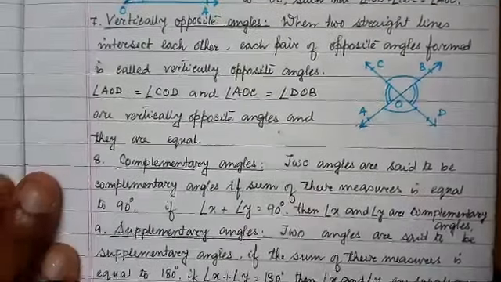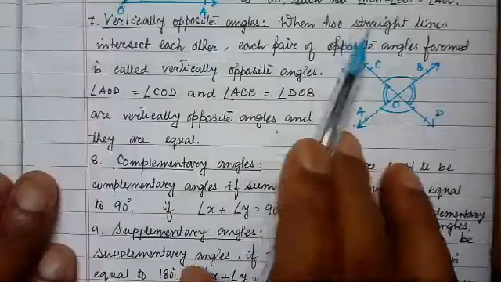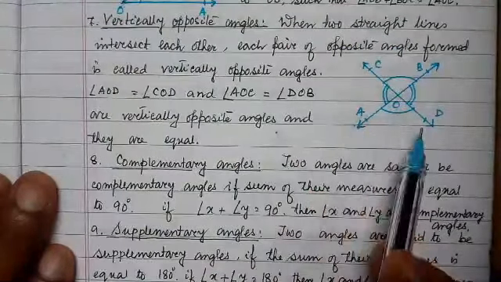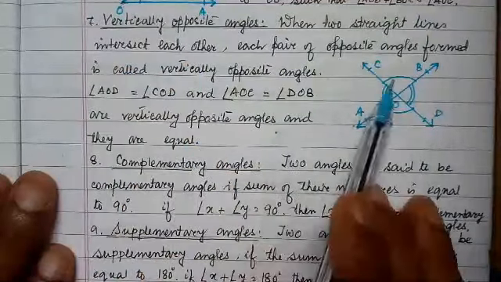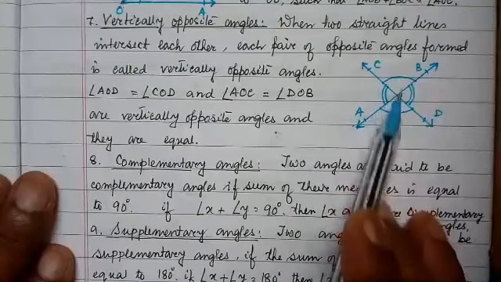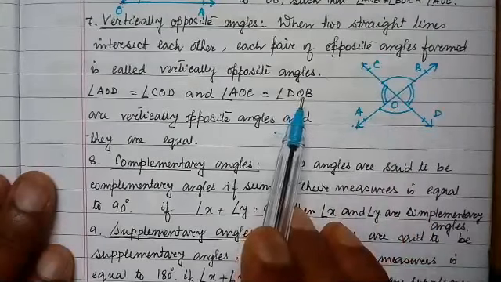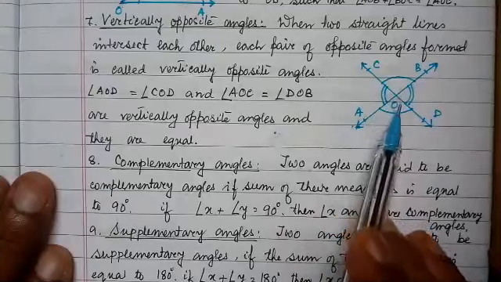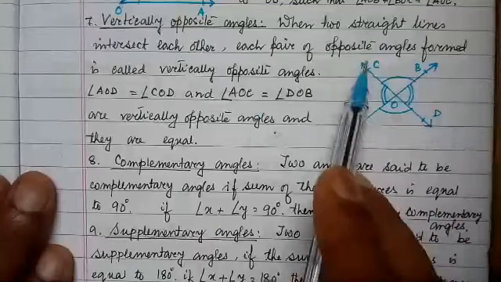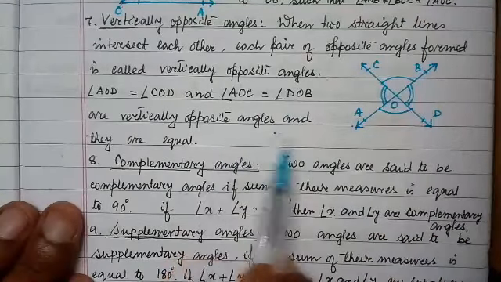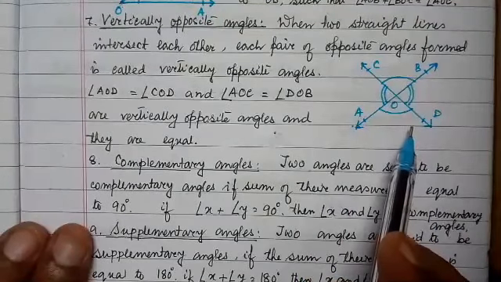Next, vertically opposite angles, very important. When two straight lines, we see AB and CD, intersect each other, each pair of opposite angles formed is called vertically opposite angles. Here angle AOD and angle BOC are vertically opposite angles. Similarly, angle AOC and angle BOD are vertically opposite angles.